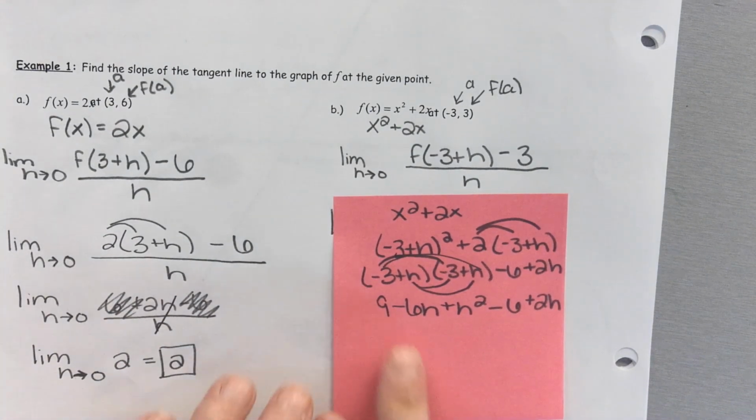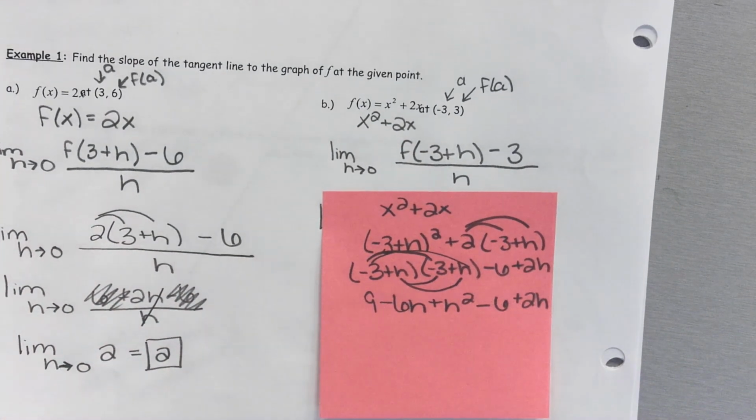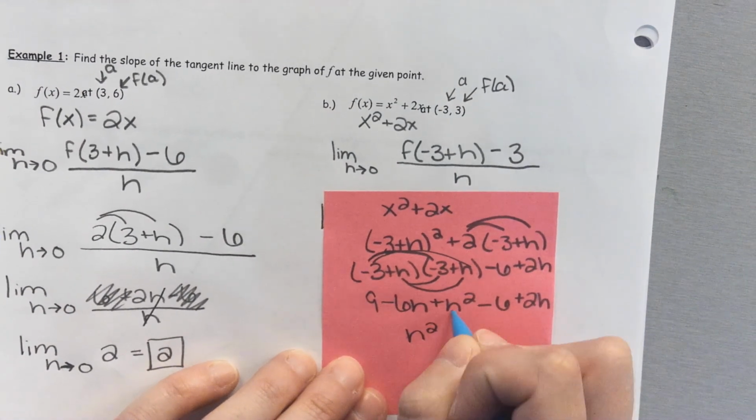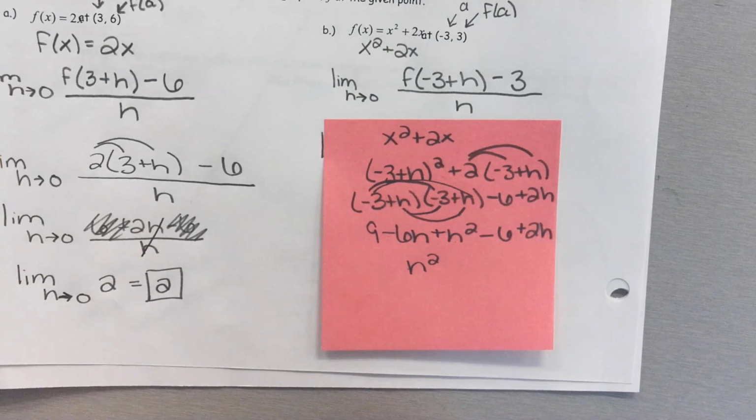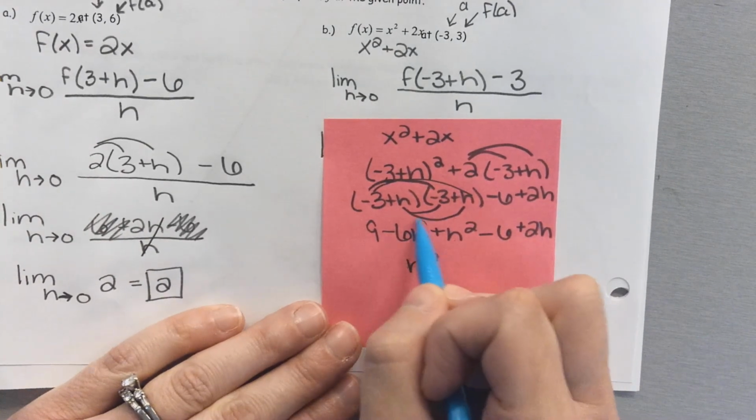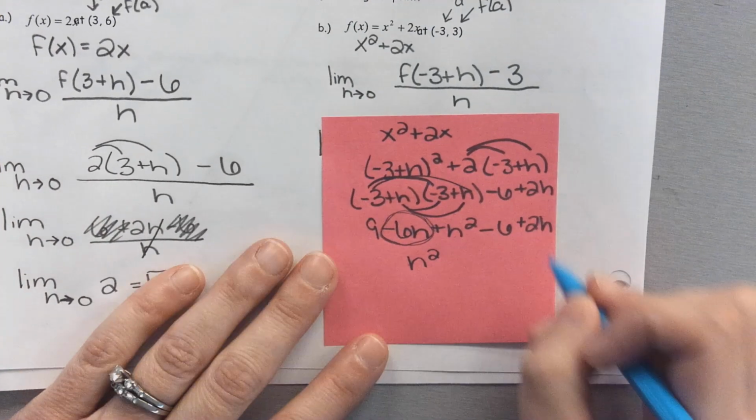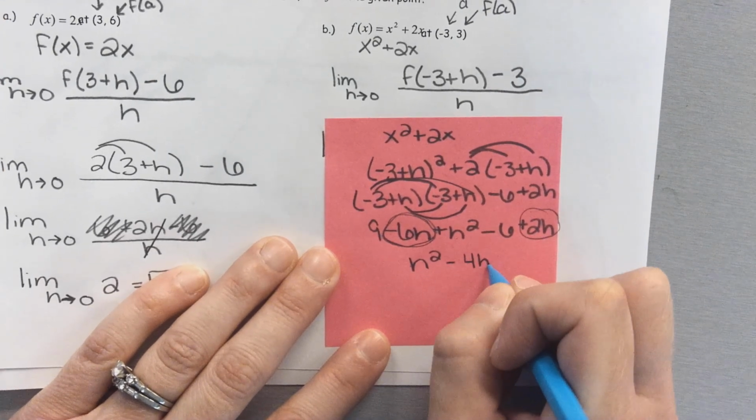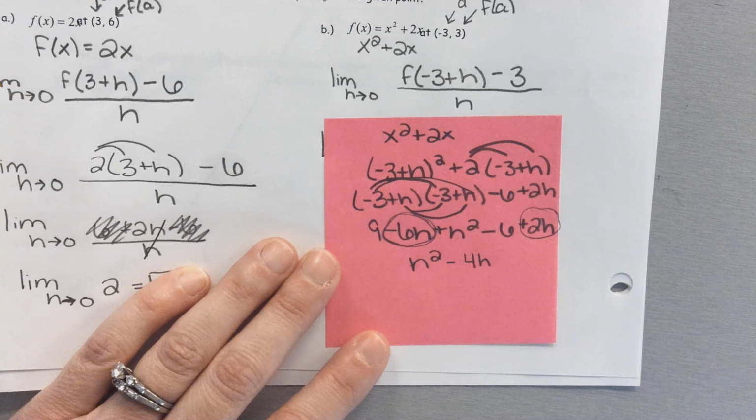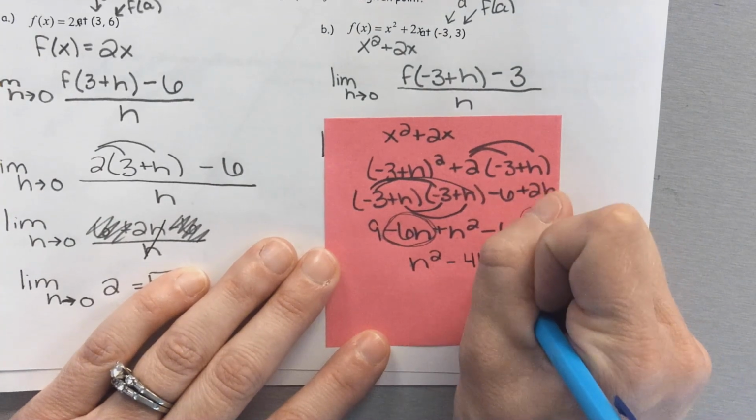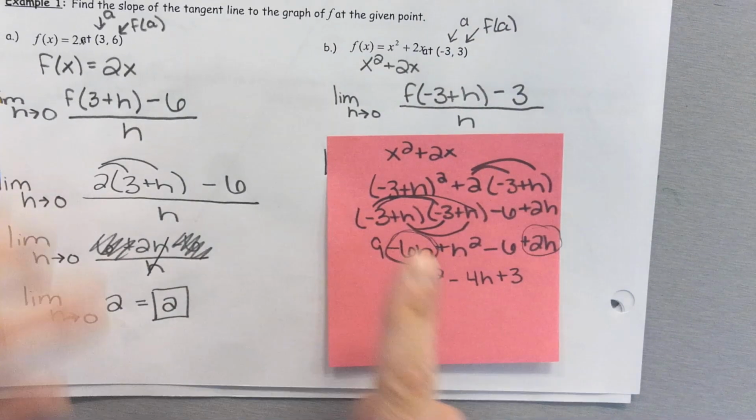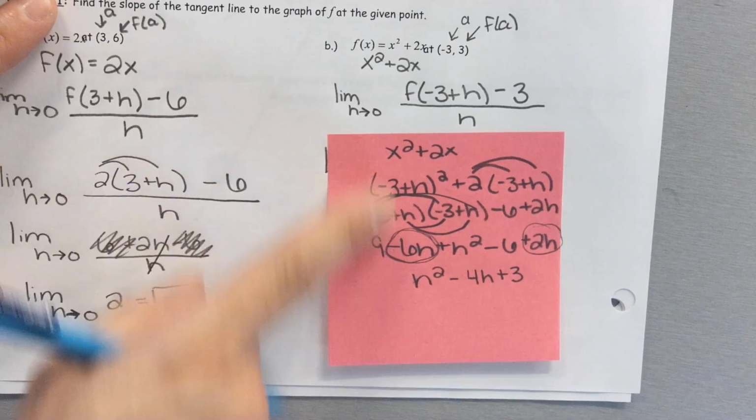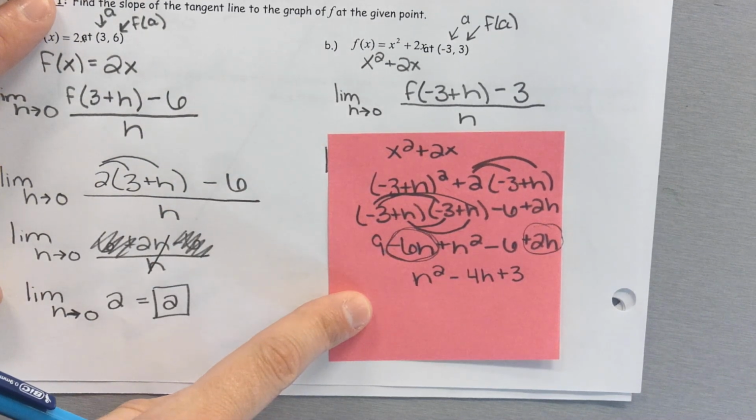Okay. So this whole line of stuff is going to get subbed back in. Before we do, let's find our like terms and combine them. H squared doesn't have a buddy. Bummer. Okay. Negative 6h, what's its buddy? 2h. So I have negative 4h. And then 9 minus 6 gives me positive 3. Okay. So when I plugged everything in to my f of x, it spat out this.